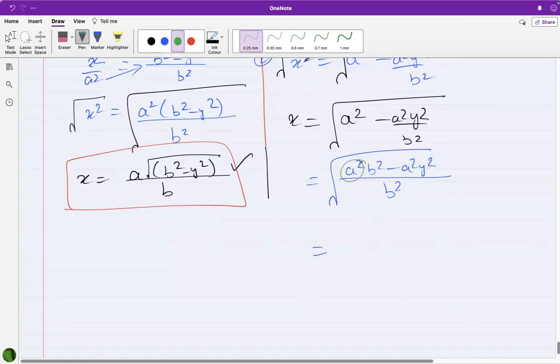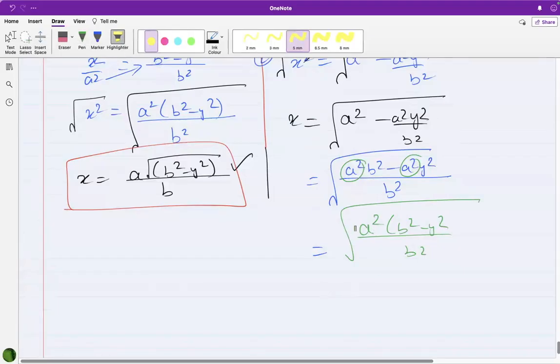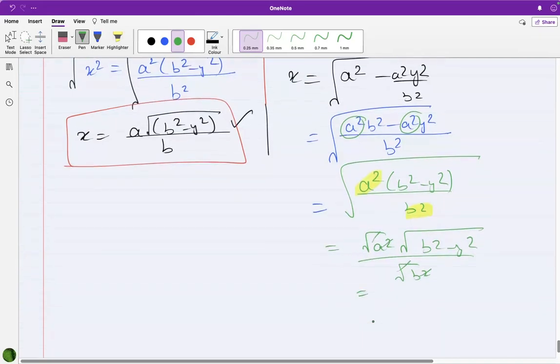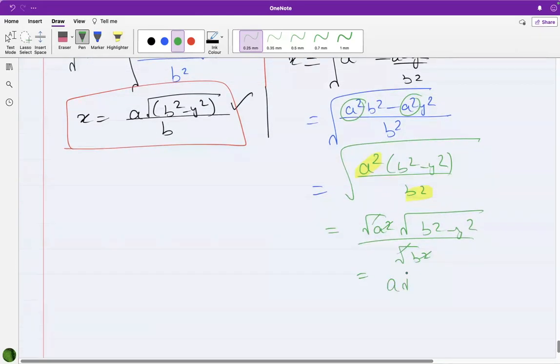Now I can see these two a squares. I'm taking it out as common and b square minus y square over b square whole square root. Now these a and b, these two, a and b, are outside the bracket, outside that influence of negative sign. I can write them as square root a, square root b square minus y square over square root b square. So these could be freed and written as a square root b square minus y square over b, just like this. Okay.